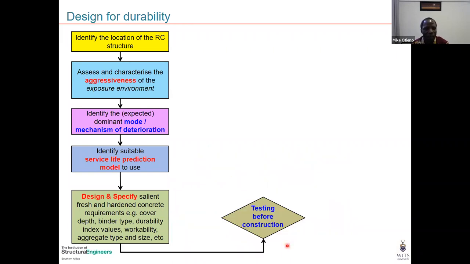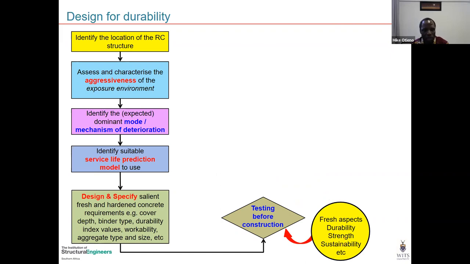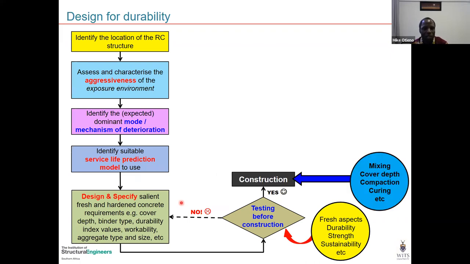Once that is done, we need to test our concrete before construction. And in this case, we need to think about the fresh properties, durability, strength, creep and shrinkage requirements, and so forth. So if the concrete doesn't pass, then of course you have to go back to the design. If it does, you proceed to the construction. And in construction, what is most important is to ensure that the mixing, compaction, and cover depth are achieved. Curing is very important from a durability point of view. So all this needs to be taken into account at this stage.